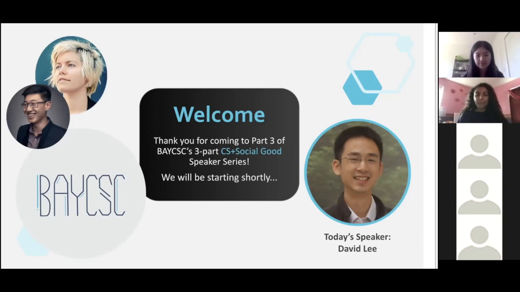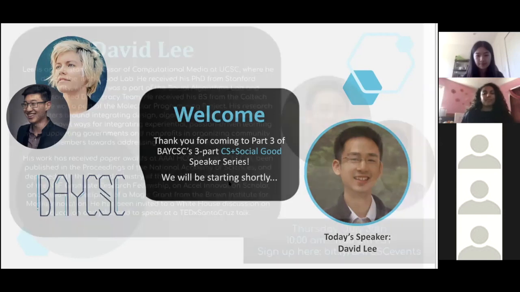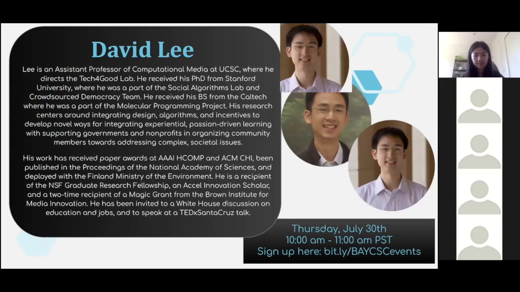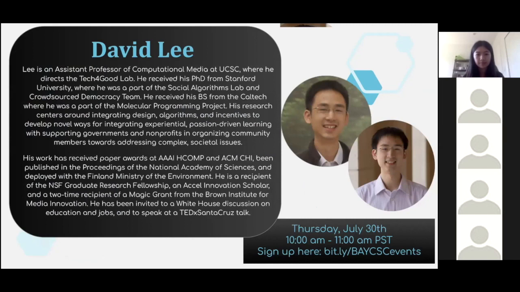Speaker is David Lee. Before we get into it, I'm going to give a quick bio of who he is. He received his PhD from Stanford University, where he was part of the Social Algorithms Lab. He also received his BS from Caltech, where he was part of the Molecular Programming Project. His research centers around integrating design, algorithms, and incentives to develop novel ways for integrating experimental, passion-driven learning with supporting governments and nonprofits in organizing community members towards addressing complex societal issues. His work has received paper awards at numerous conferences, and he is currently an assistant professor of computational media at UC Santa Cruz, where he directs the Tech for Good lab.